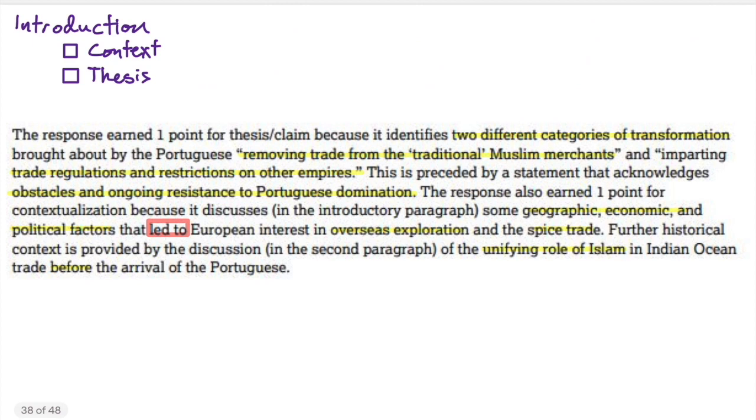The response earned 1 point for thesis and claim because it identifies 2 different categories of transformation brought about by the Portuguese. Number 1, removing trade from the traditional Muslim merchants. And number 2, imparting trade regulations and restrictions. This is preceded by a statement that acknowledges obstacles and ongoing resistance to Portuguese domination. The response also earned 1 point for context because it discusses geographic, economic, and political factors that led to European interest in overseas exploration and the spice trade. Further historical context is provided later in the body paragraphs.